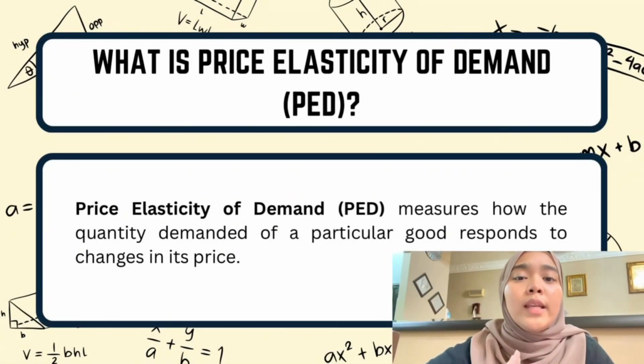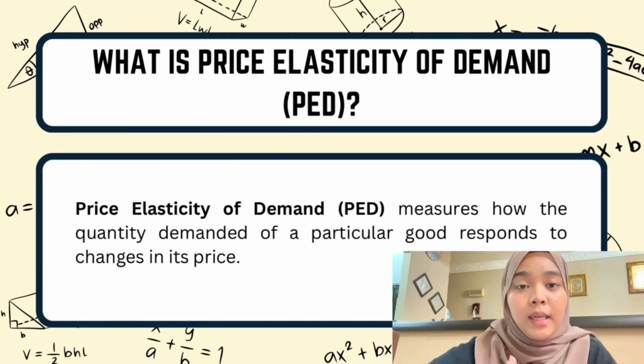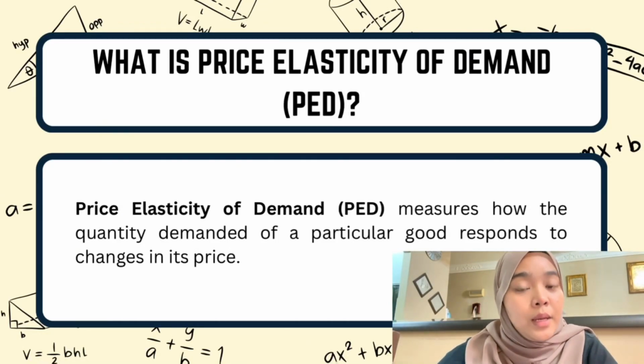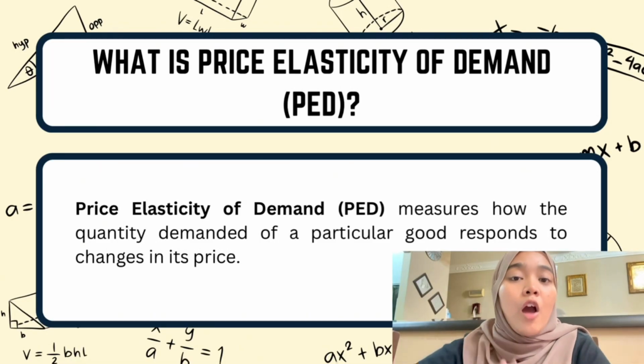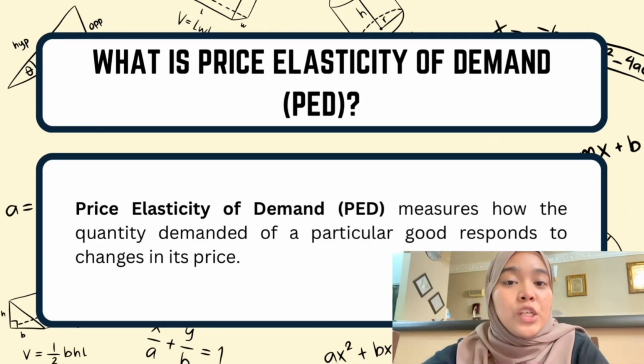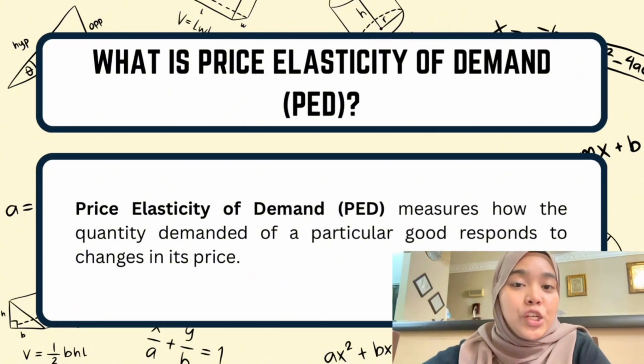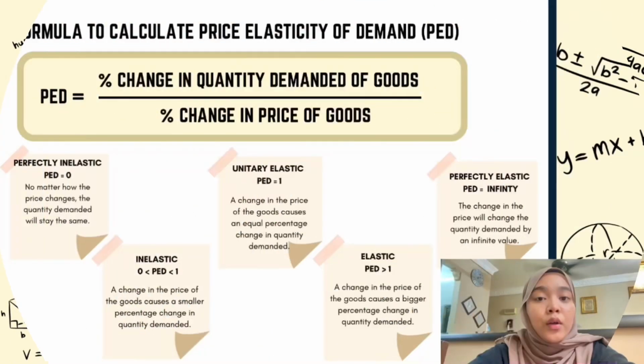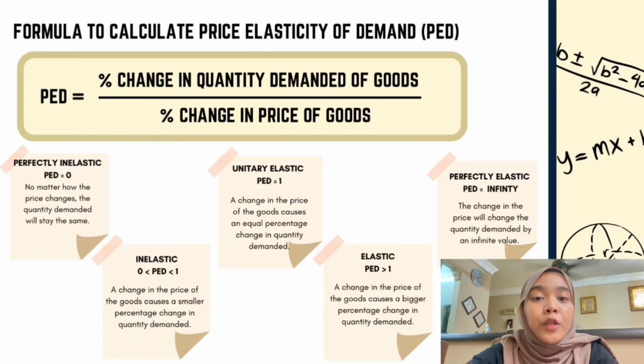Question 1. What is price elasticity of demand (PED)? Price elasticity of demand measures how the quantity demanded of a particular good responds to changes in its price. More accurately, it is the percentage change in quantity demanded relative to a 1% change in price. This is the formula to calculate price elasticity of demand: percentage change in quantity demanded of the good, divided by the percentage change in price of the good.